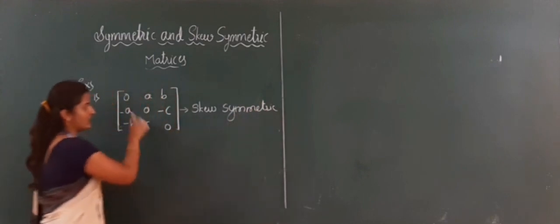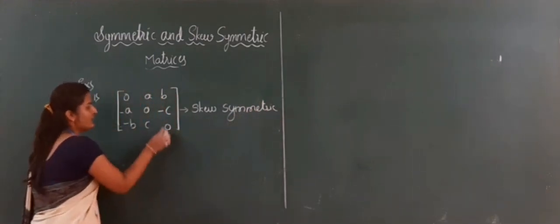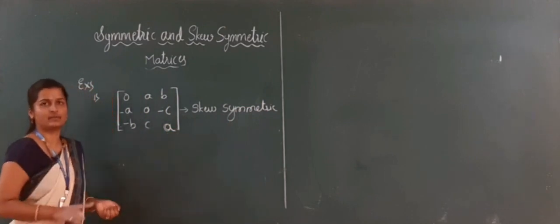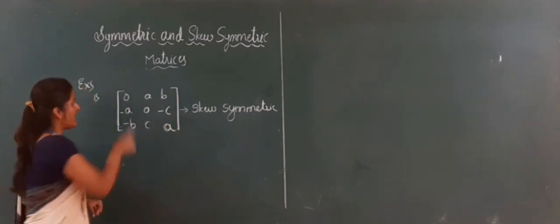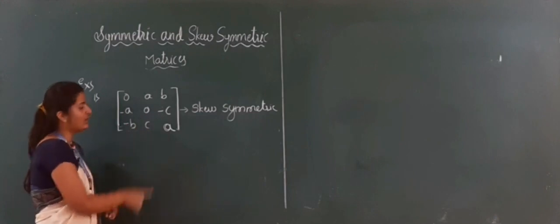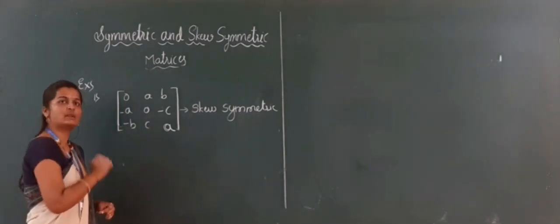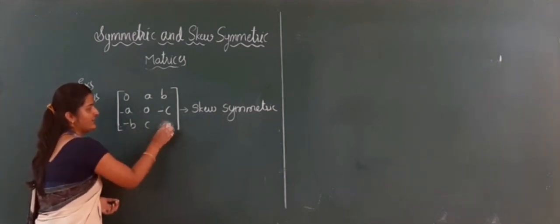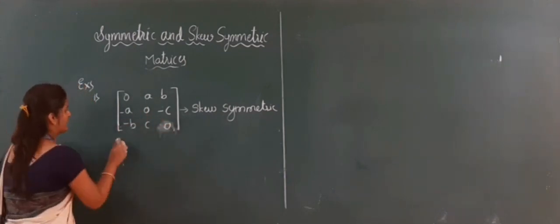That is, all the diagonal elements are equal to 0. If any one diagonal element is equal to A, this is not skew symmetric, because for skew symmetric all the diagonal elements should be 0, but they have given A, so it should not be. But they have already given 0, so it is a skew symmetric matrix.